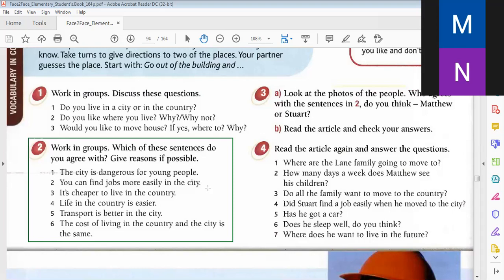Yes. True. I think number 5 is clear. I think all of us maybe can agree with number 5. It says transport is better in the city. Yes. Yeah, I think this is easy to agree with. And the last one, it says the cost of living in the country and the city is the same.